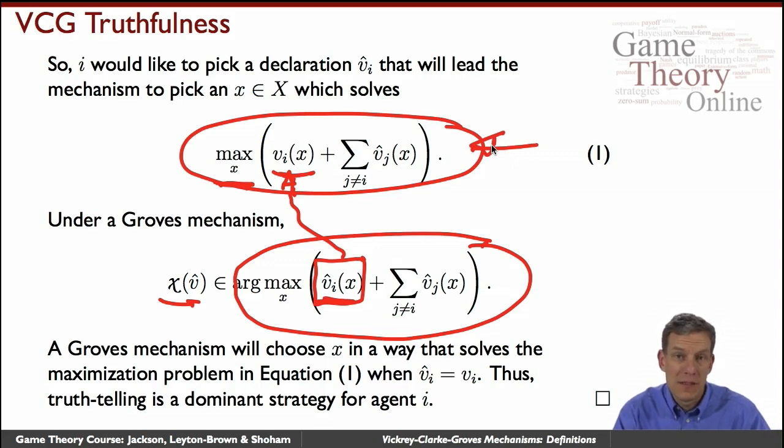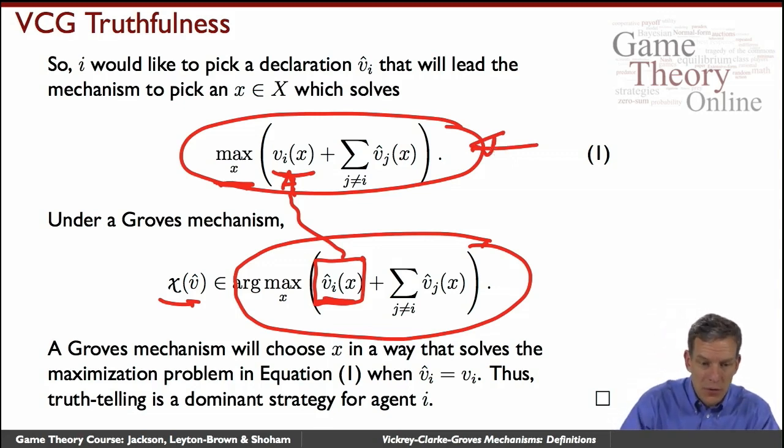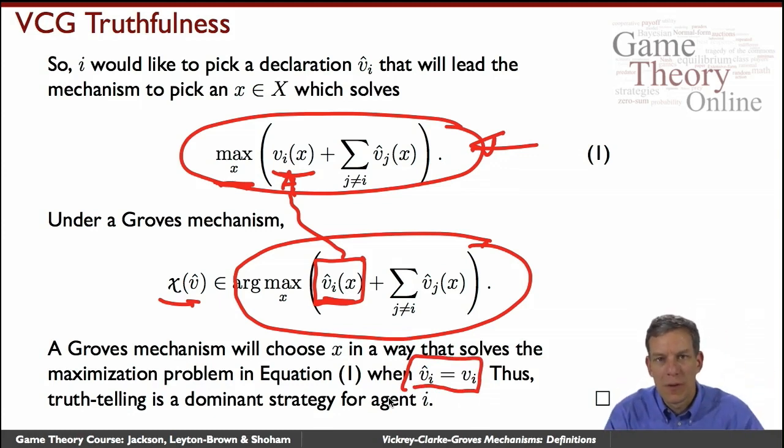And that means that truth is a dominant strategy. Right? So the Groves mechanism will choose X in a way that solves this maximization problem precisely when V hat I is equal to V_i. Therefore, truth is a dominant strategy. So this is a deceivingly simple proof.